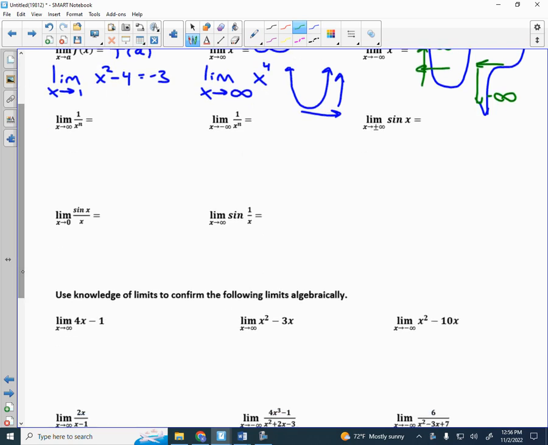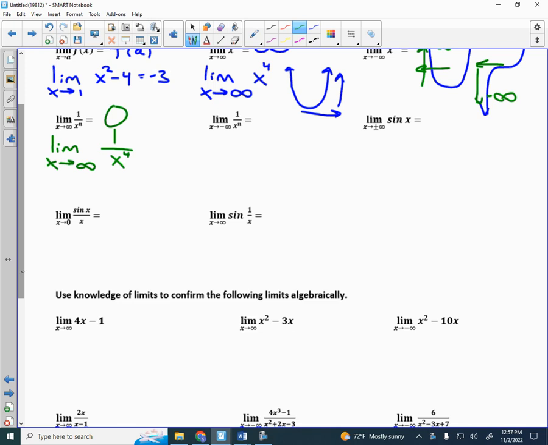What about this? The limit as x goes to infinity of 1 over x to the n. Suppose we had the limit as x goes to infinity of 1 over x to the 4th. What's going to happen to the bottom as we plug in ridiculously large numbers? The bottom is going to get really, really big, right? And what is 1 over a very large number? It's going to be a very small number. So what do you think this is going to trend towards? 0. Very good.